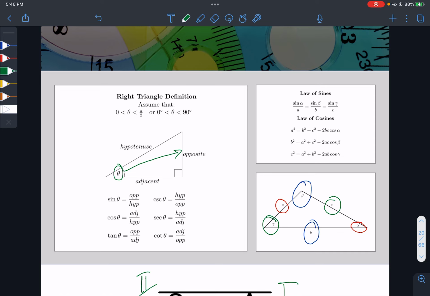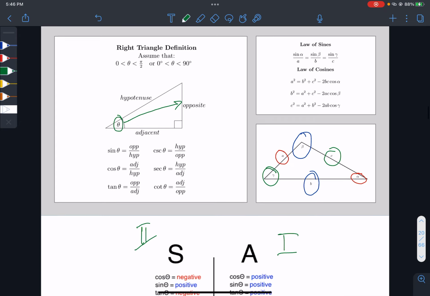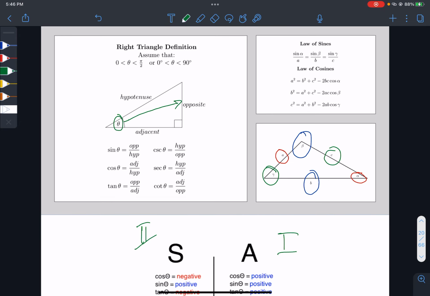For the law of sines, we can use the law of sines if two pairs of sides and their opposite angles are given. Let's say the side A, together with the opposite angle alpha, are given, then we can use the law of sines. The same is true with side B and angle beta. Then we have the side C as well as the angle gamma, which we'll be using later on.